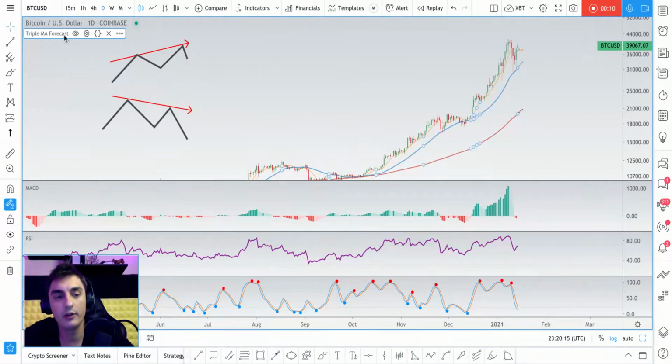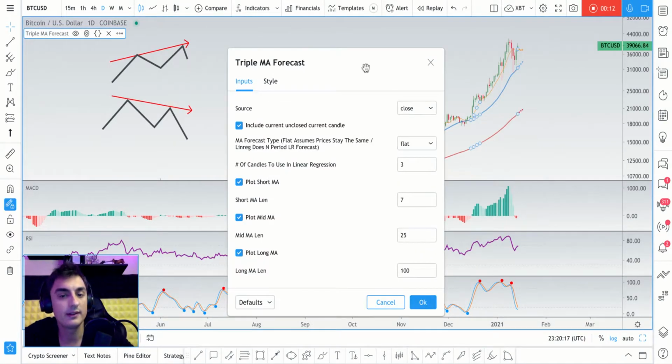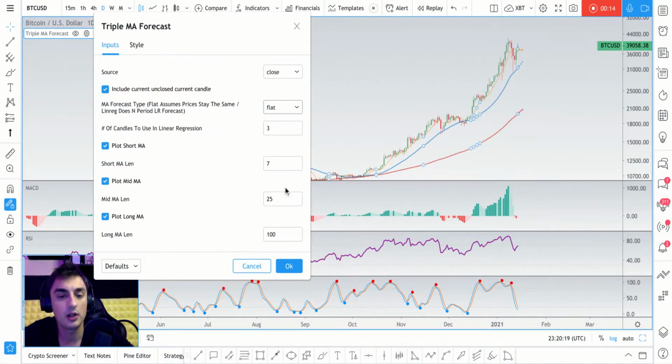So I have here triple moving average, a very interesting indicator. I can set here three moving averages: the short, mid, and long moving average. I'm using 7, 25, and 100. These are the default moving averages for the Binance platform, so you are probably familiar with these lines.